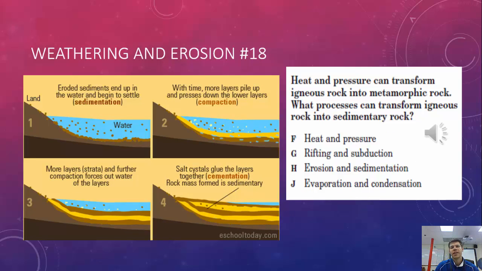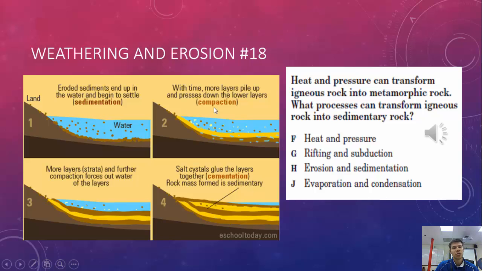Heat and pressure can transform igneous rock into metamorphic rock. So what are our processes that can transform an igneous rock, a lava and magma rock, into a sedimentary rock? What we're really looking for is these steps where we have weathering and erosion to break the rock down and carry it to a new location as sediments.